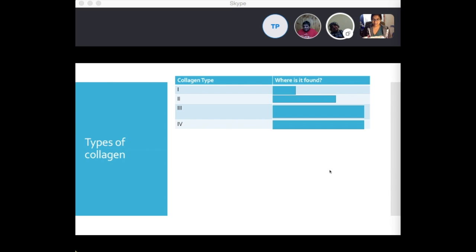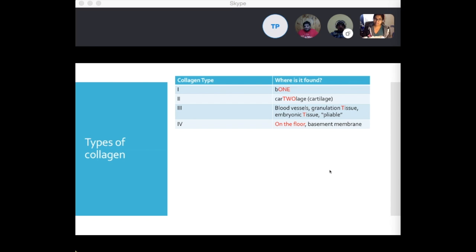So, a little bit on collagen before we continue on with repair. Type 1 collagen, where is it found? Bone. Correct. How about type 2? Cartilage. And then type 3 is blood vessels, granulation tissue, etc. And type 4? Basement membrane. Yes. Type 4 on the floor.